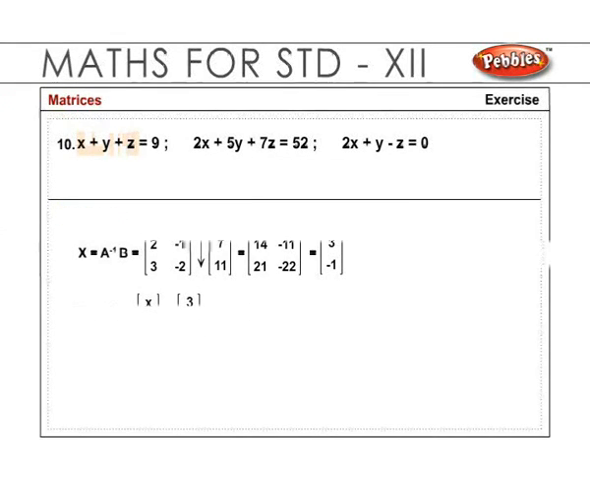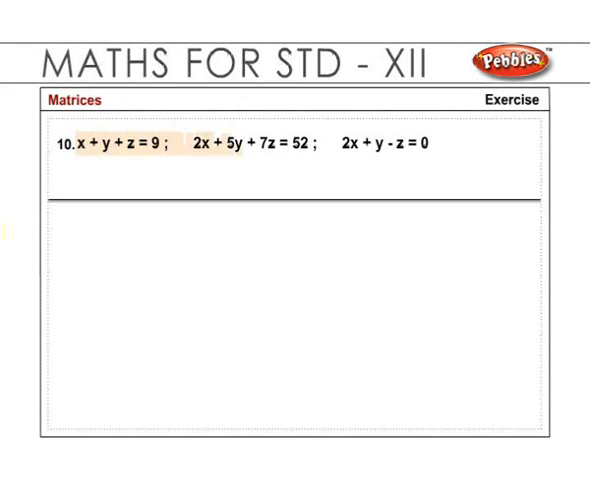x plus y plus z is equal to 9. 2x plus 5y plus 7z is equal to 52. 2x plus y minus z is equal to 0.